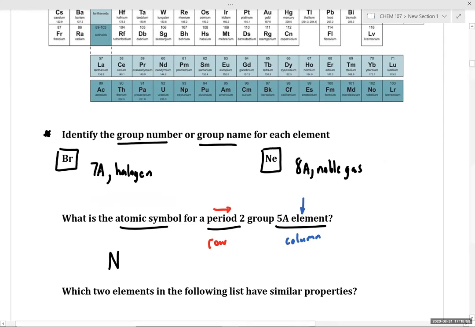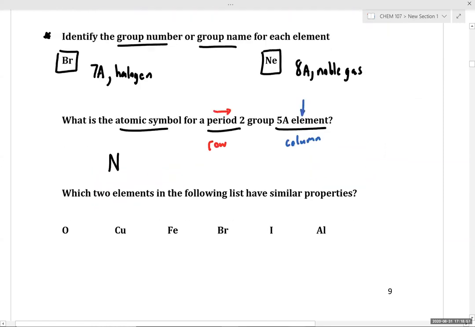Okay, and let's look at the last type of example. So we're asked to identify which of the following 2 elements in the list have similar properties. So when we're discussing similar properties and reactivity, what we're really looking for is group, because the periodic table is organized in groups of elements, columns of elements with similar properties and reactivity. So when I'm asking for 2 elements with similar properties, I'm looking for 2 elements with the same group.